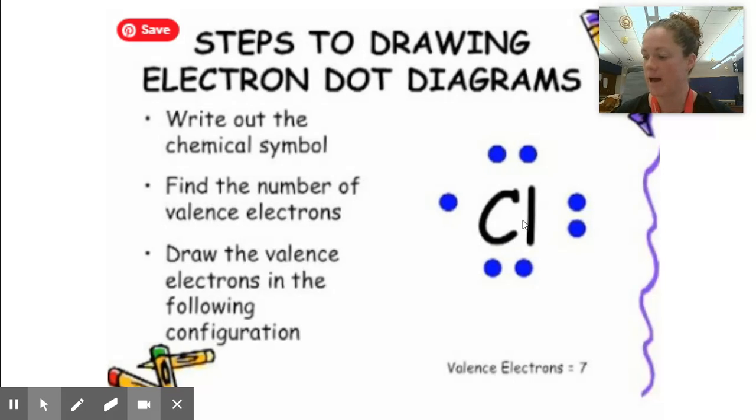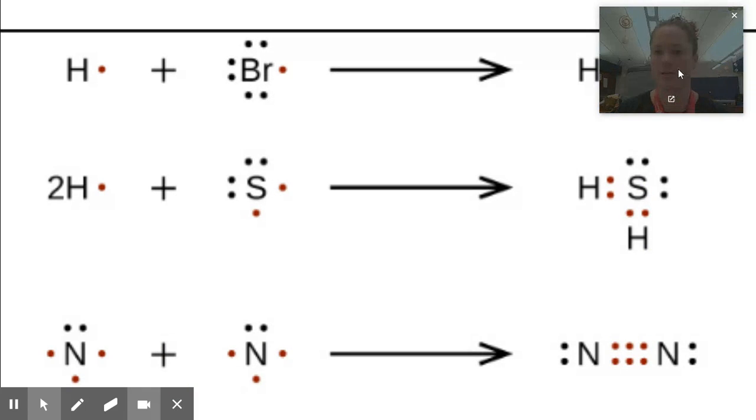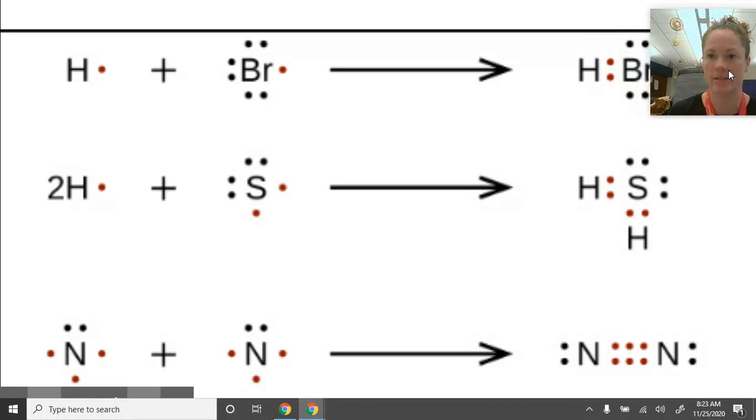So for Cl, which is chlorine, that is in group 17. And we can see that we are missing 1 valence electron to make it a happy, stable 8. So it's going to want 1 more valence electron. So our Cl is going to want to bond with a metal in the alkali metal group, the first column, to make it happy. All right, so here's some examples of elements bonding.